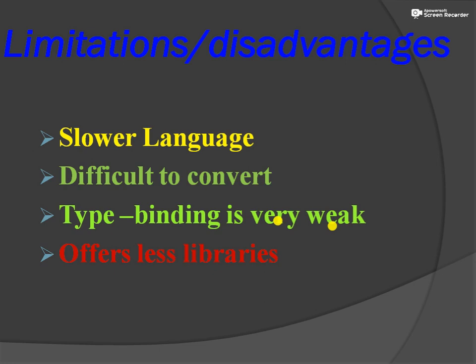Next point is type binding is very weak. Students, in Python, the interpreter is unable to catch any type mismatch issue. Like, suppose you have declared a variable as string and later on you assign an integer or a float value in it. Python interpreter won't complain or point out your mistake.